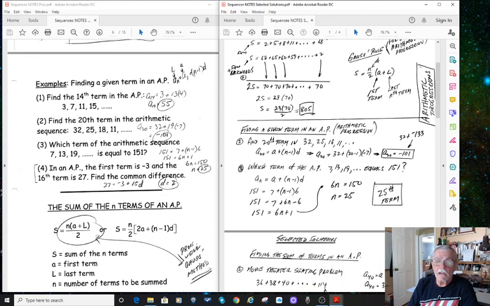And here is our computation. Find the 20th term. We use our formula here. The 20th term, you can write as an L for last term, but for us we're writing it as a sub 20 for 20th term.